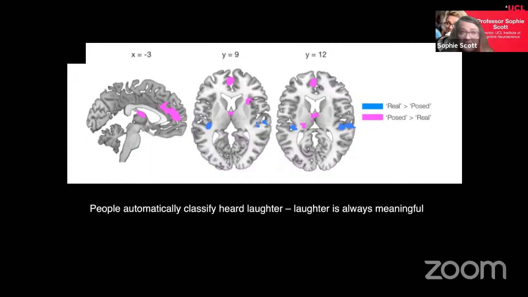And this is not a study where people were being told to do anything. They're just being played sounds, and some of them were authentic spontaneous laughs, and some are communicative. So even if it doesn't have anything to do with you, you are trying to work out what laughter means. And I think that's because it's never neutral. Laughter is always meaningful. It is this very, very powerful communicative, social, emotional cue. And when you hear it, you're trying to work out what's going on.